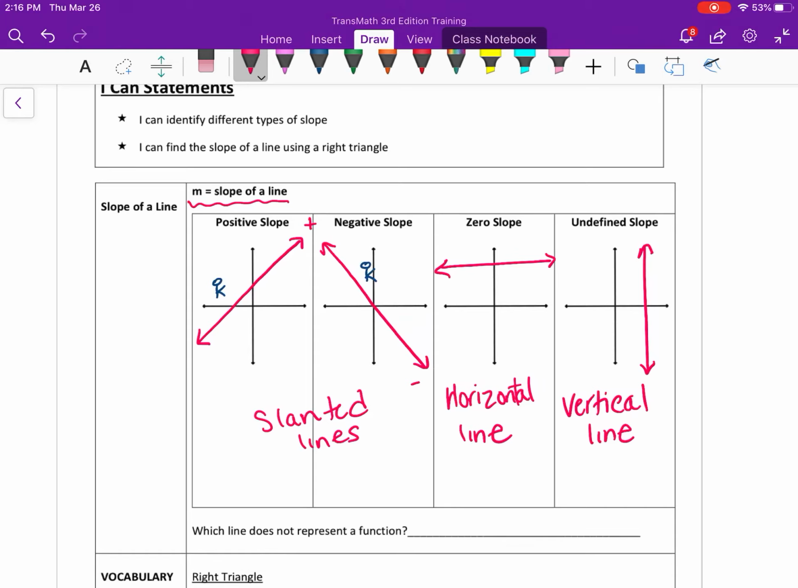Which line does not represent a function? So the undefined slope, the vertical line, is actually not a function. We talked about how for each input, you have to have one output for the function. And if you remember that conversation from a few weeks back in class, that's why the vertical line is not a function, technically.